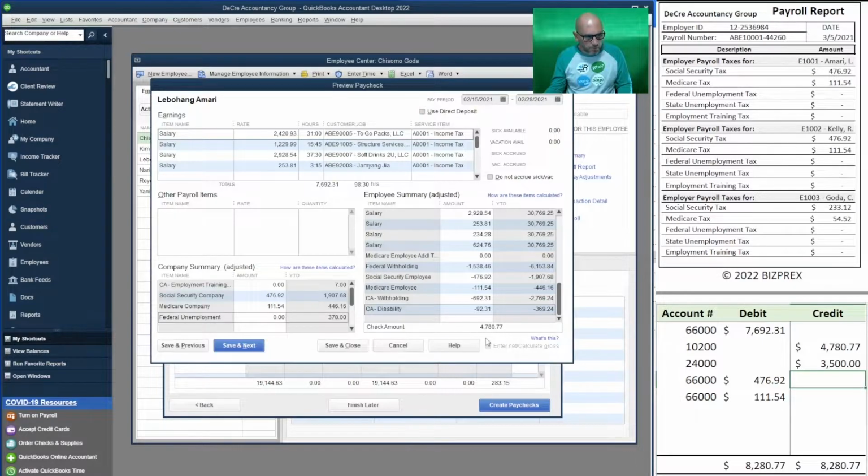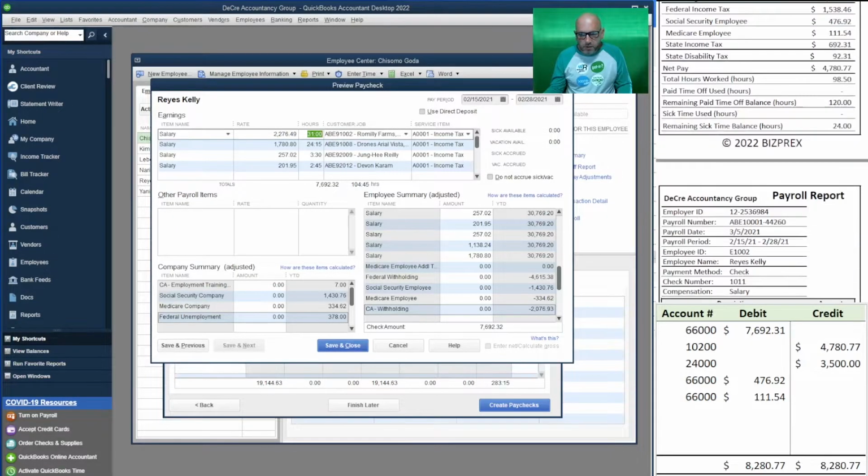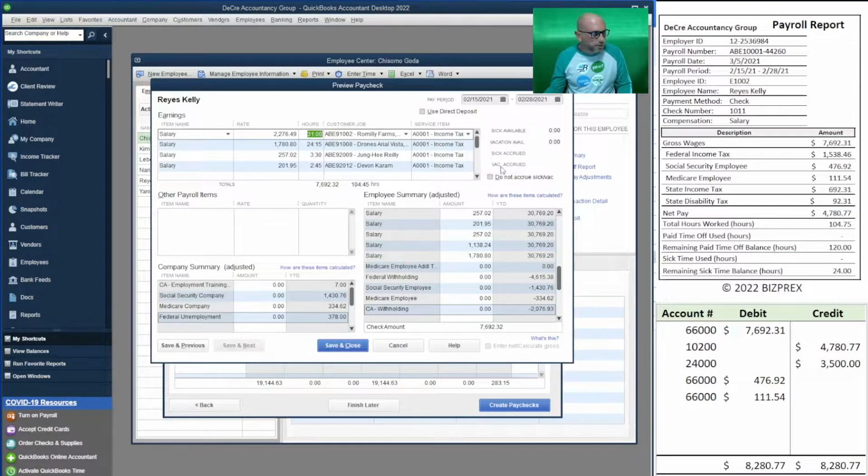This 4,780.77 is a credit to account 10,200, and then we owe 3,500 in payroll taxes that we have to pay. So that increases our payroll liability 24,000. Same next. All right, one more, and that's for Reyes.